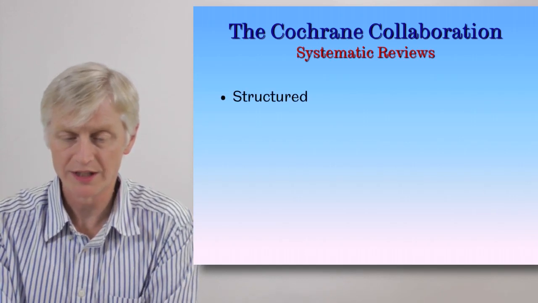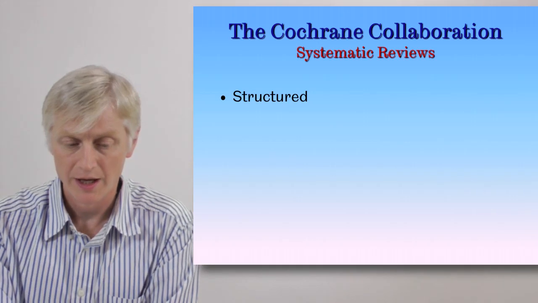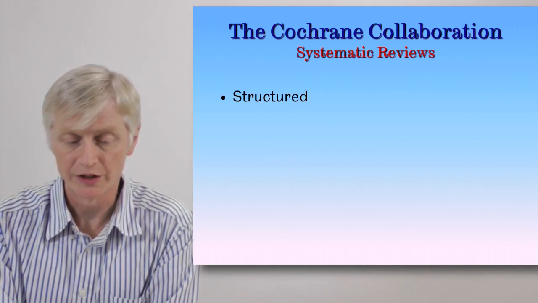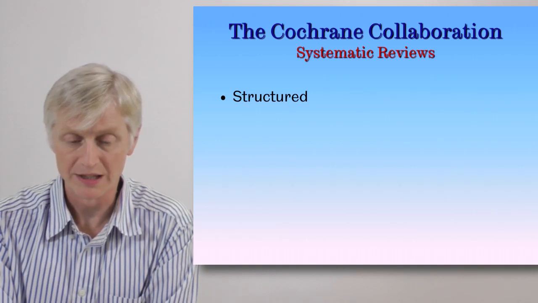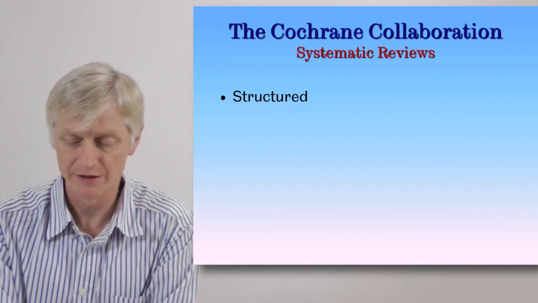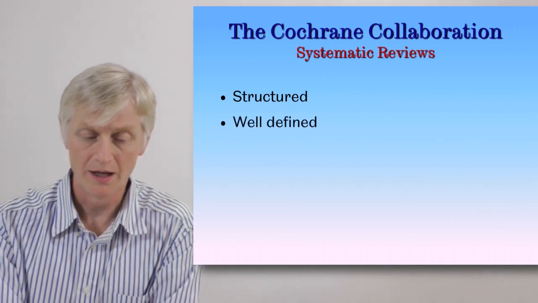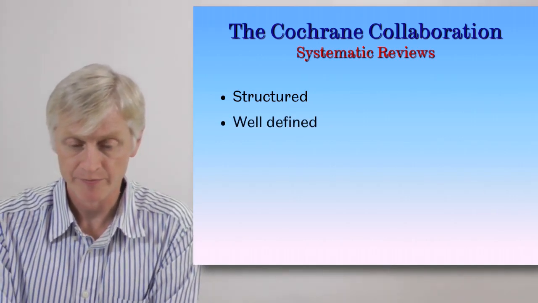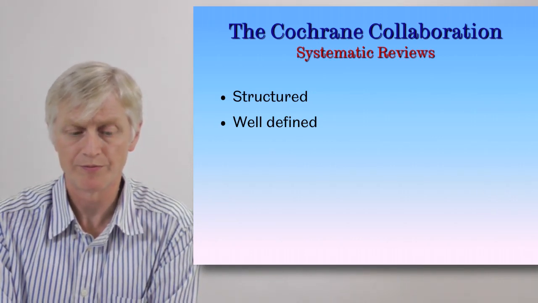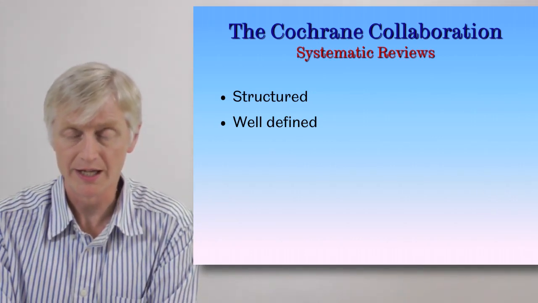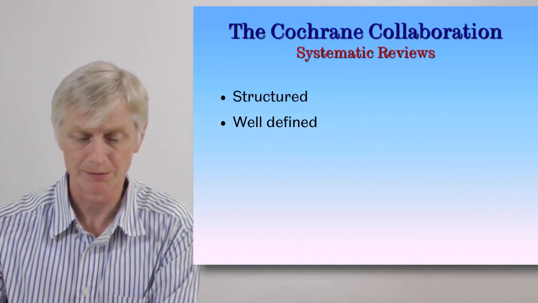So, what is the advantage of a Cochrane systematic review? Well, first of all, they are structured in a very formal manner. Every review has a similar structure, so it's easy to find information. It's well defined because they're structured in a very formal way. Each area is extremely well defined. It's all open and explicit.